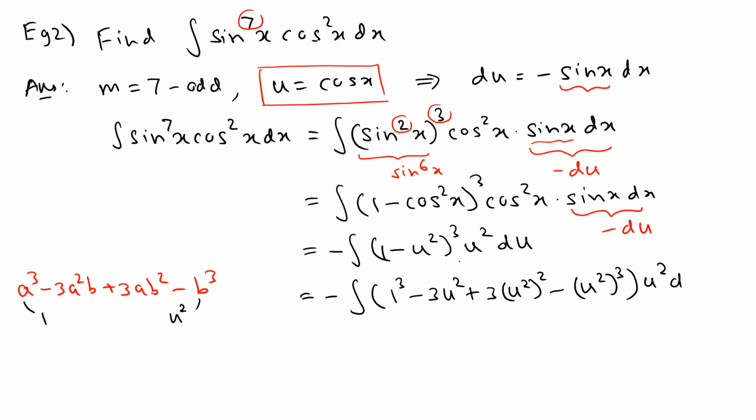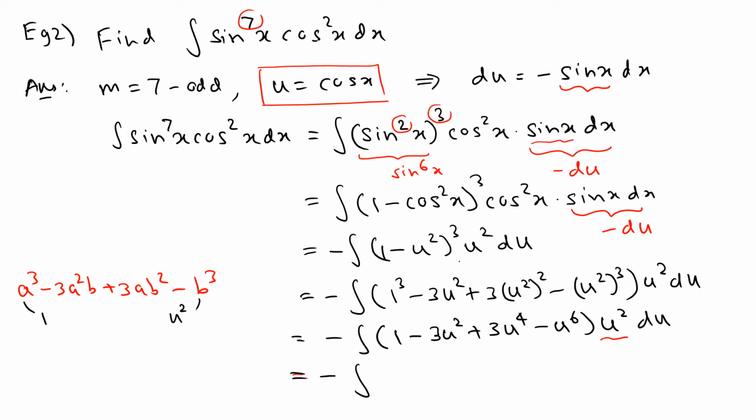And then we have u squared du. Let's simplify this a little. We have 1 minus 3u squared, plus 3u to the 4th power, minus u to the 6th power, times u squared. Now we're going to multiply through by that u squared term. If you multiply through, you get u squared minus 3u to the 4th plus 3u to the 6th minus u to the 8th du. Now you can see you can integrate.